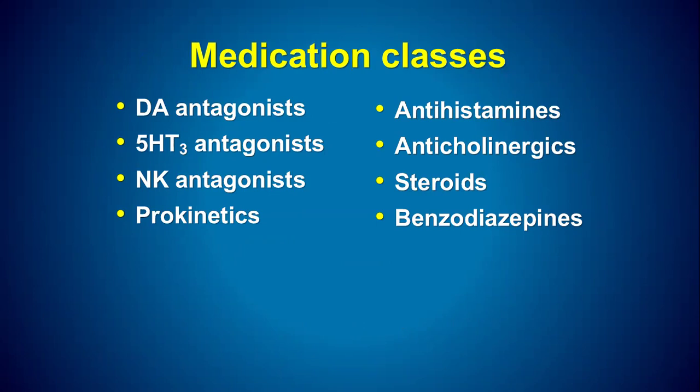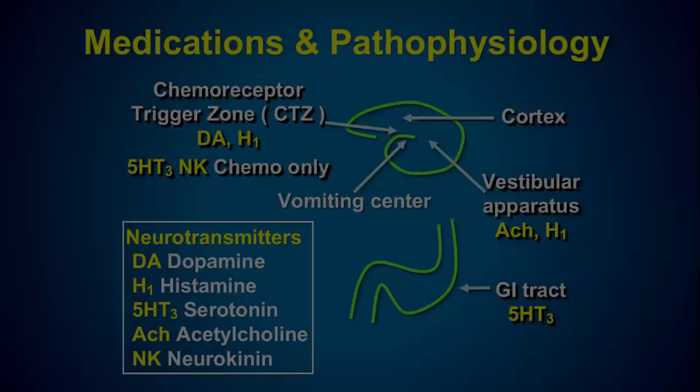Now, coming to the medications that we have: antagonists of dopamine, we have serotonin, we have neurokinin, we have prokinetics, that is metoclopramide and domperidone. We have our antihistaminics, which basically work well with the vestibular causes of nausea, vomiting, anticholinergics, steroids, and benzodiazepines. Next slide, please.